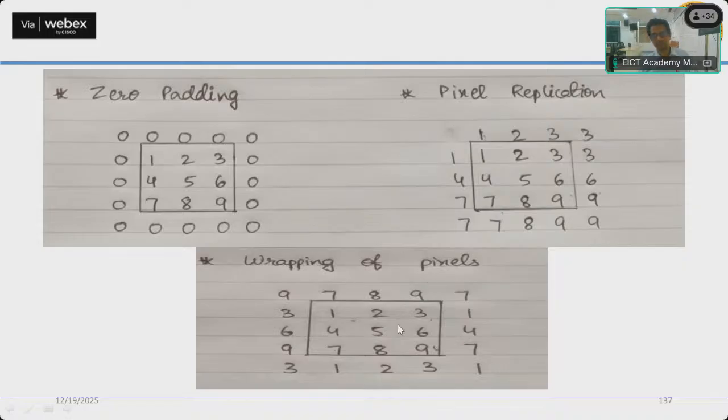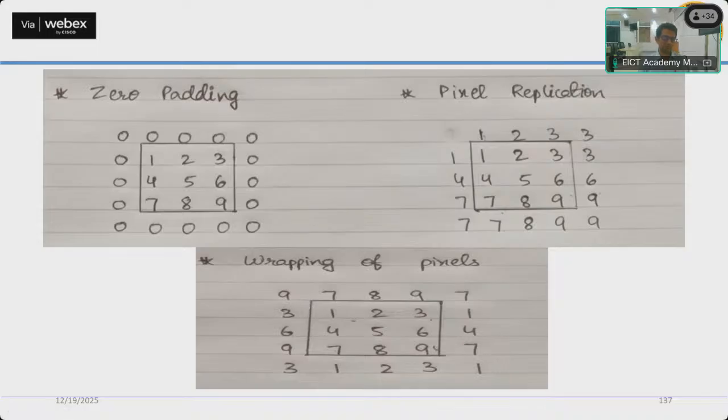Wrapping of pixels means, basically, see 1, 2, 3, 8, 9. So what are we going to do here? Here we are basically flipping and wrapping. 1, 2, 3 is coming here, 7, 8, 9 is coming here, 7, 1, 4 is coming here, and 9, 3, 6 is coming here. So this is how the missing pixels are also provided.